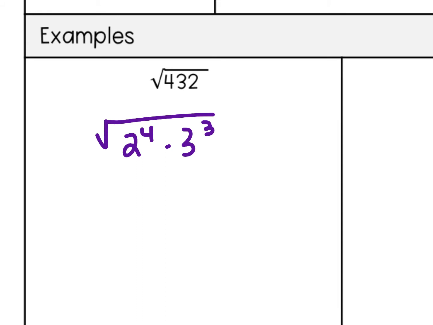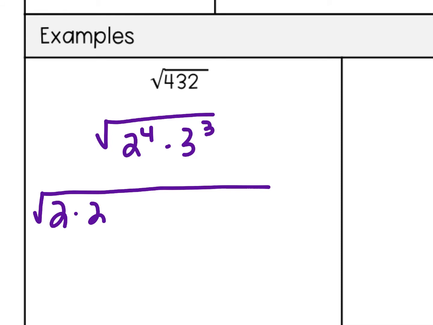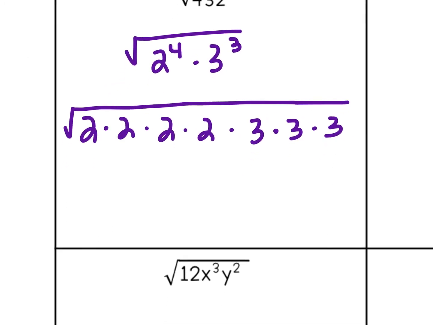But anytime you have exponents, you want to expand all of that out. So you see how the 2 has the 4th power? That means that the 2 is going to be there 4 times. And then since that 3 has the 3rd power, that 3 is going to be there 3 times. Okay, then our last step is to circle any of the pairs.